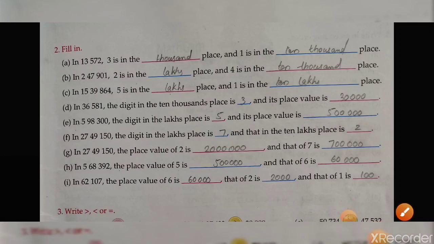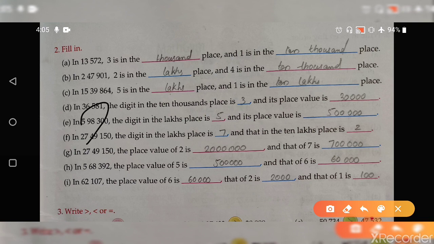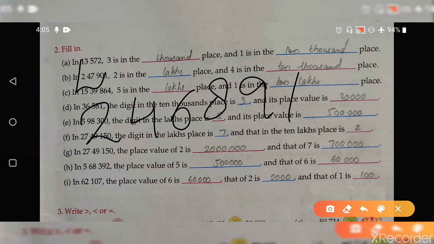Coming to the next page, and question number 2, we have to fill in the blanks. In this, they are asking the place and the place value of the following numbers. So the difference between place and place value is, for example, if I take that same example, 2,46,891. What is the place of 2? It is placed at lakhs place, but the place value of 2 is 2 lakh. How many zeros are there after 2?